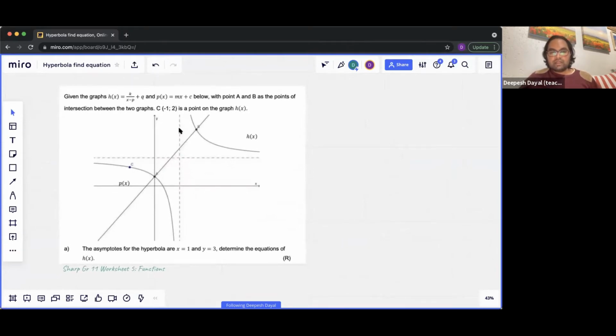So we've got here, given the graphs h(x) equals k over x minus p plus q and p(x) equals mx plus c. And we've got the points A and B are the points of intersection of the two graphs. And we've got C, which is (-1, 2), a point on the graph h(x). Okay, so I want to know from you, what do we call these two graphs on your screen? What do we call these two graphs?